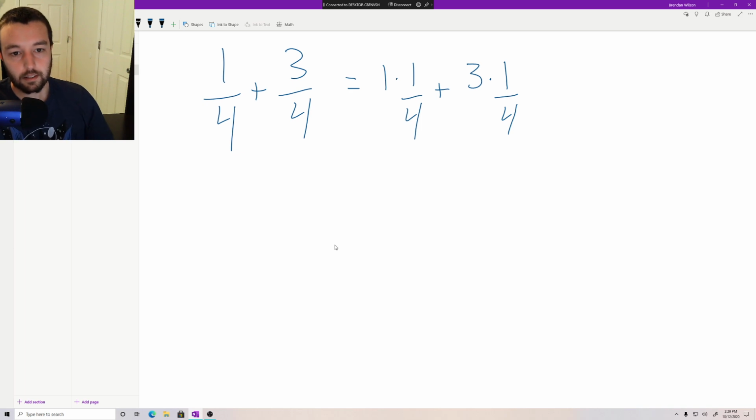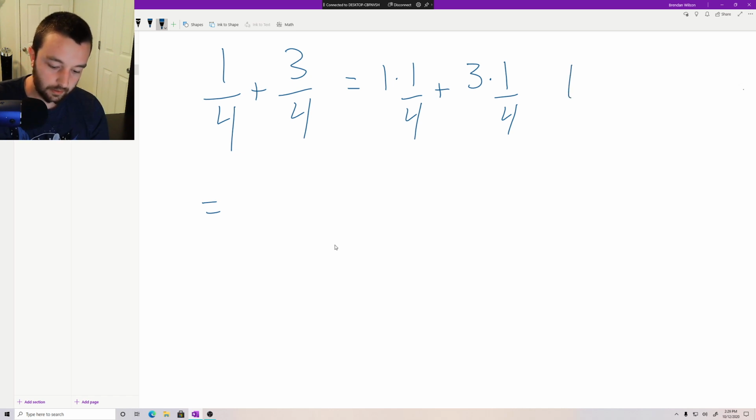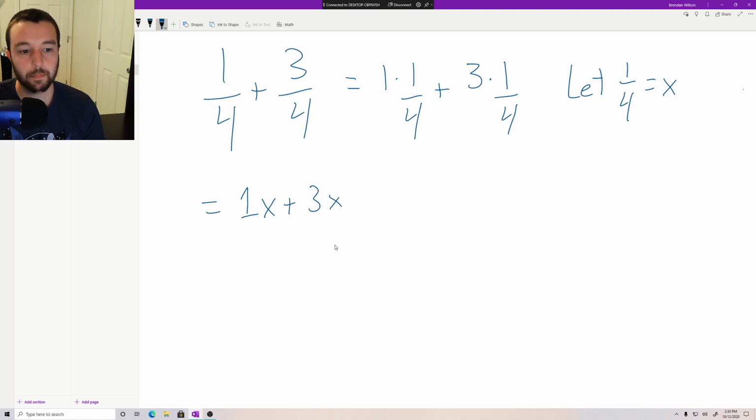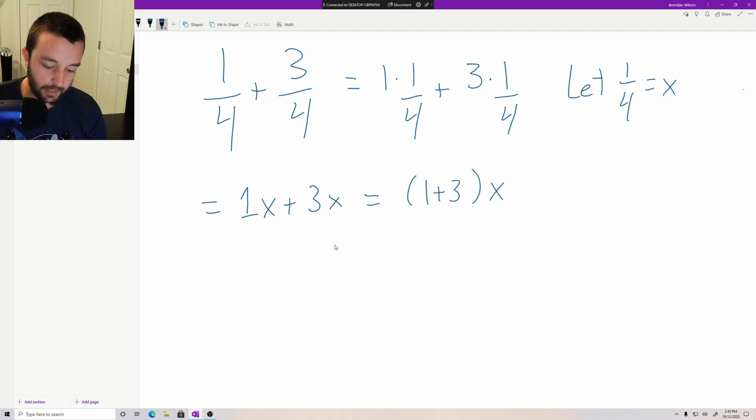Let's frame this back in the way we were framing it in chapter 2. What if we let 1/4 be x? So this is 1x plus 3x. Okay. What we learned in that section was that if we have the same variable, we can combine them, right? We can add them together. So we can combine like terms here, and we would have 1 plus 3 times x, or 4x, right?